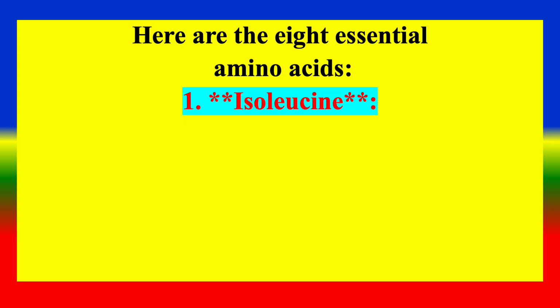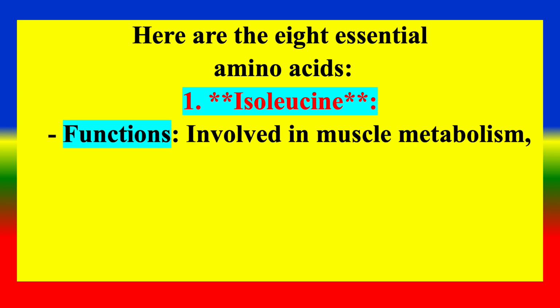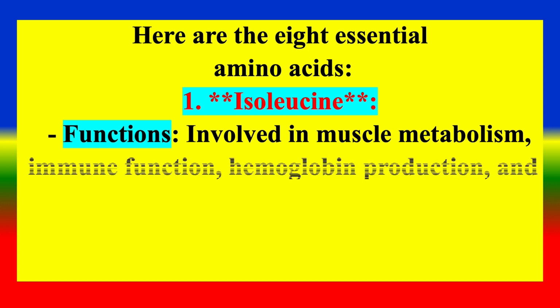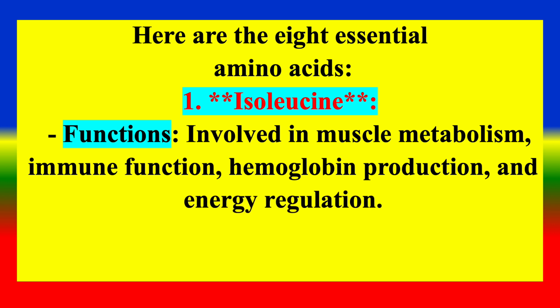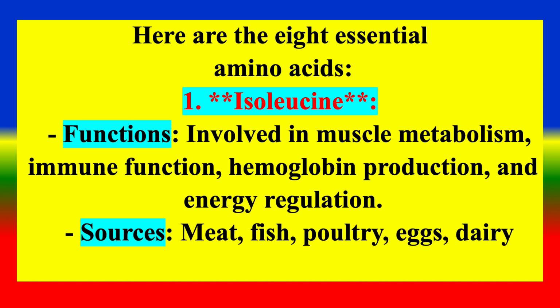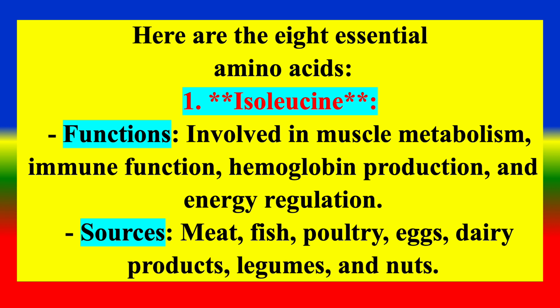1. Isoleucine. Functions: involved in muscle metabolism, immune function, hemoglobin production, and energy regulation. Sources: meat, fish, egg, dairy, legumes, and nuts.